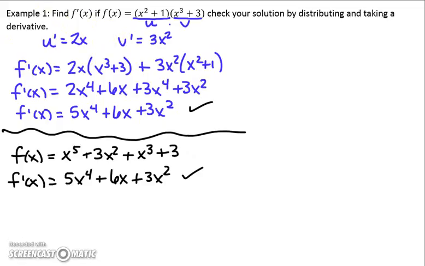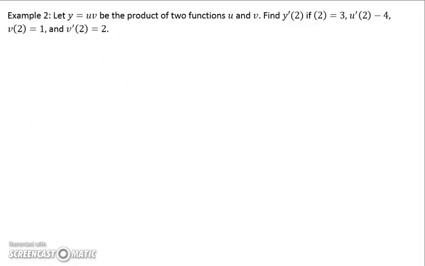Now there's one other way that we can look at these problems, and it's something that AP likes to do. They like to ask this type of question with both product and quotient rules as well as the chain rule. So what they're going to do is say something like, let y equals u times v be the product of two functions u and v. Find y prime of 2 if u of 2 equals 3, u prime of 2 equals 4, and v of 2 equals 1, v prime of 2 equals 2.